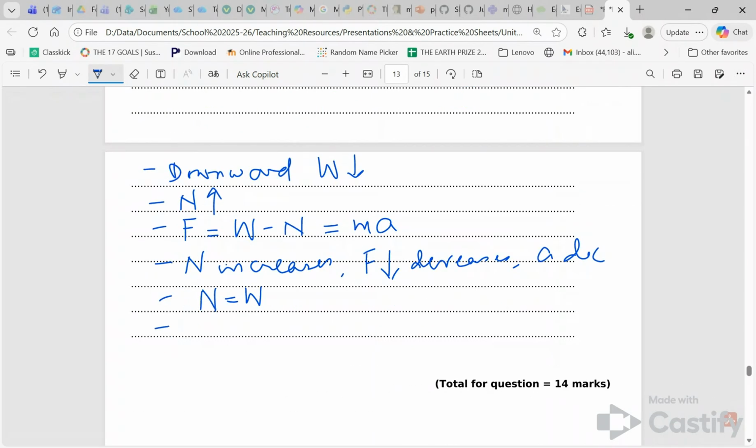Now, when the person further goes down, causes further extension or stretching of the trampoline, normal reaction increases, becomes greater than the weight. In that situation, the resultant force will now be equal to normal reaction minus weight, and this resultant force will now be in upward direction, hence producing an upward acceleration. And this is the time when the gymnast will now start moving upwards. And it is till this point only that you need to explain, because we have to explain for only the time when the gymnast is in contact with the trampoline.